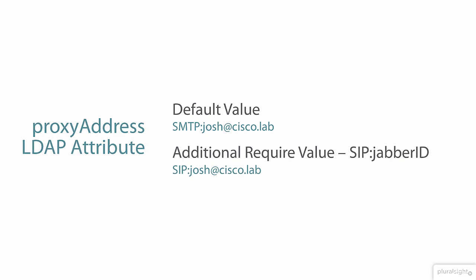You will need to create an additional value under proxy address, and it is going to be SIP: Jabber ID. So in this example, we're using the SAM account name, which is Josh, at presence domain, so at cisco.lab. We talked about Jabber IDs before, so this is just my Jabber ID. If this value is not configured, the Microsoft Office integration will not function properly.